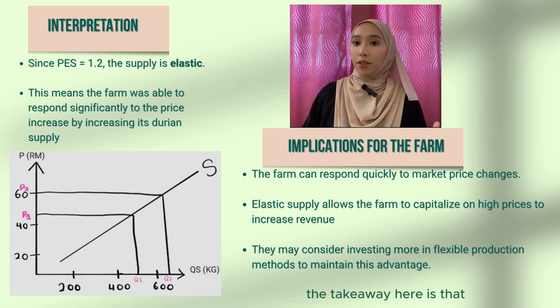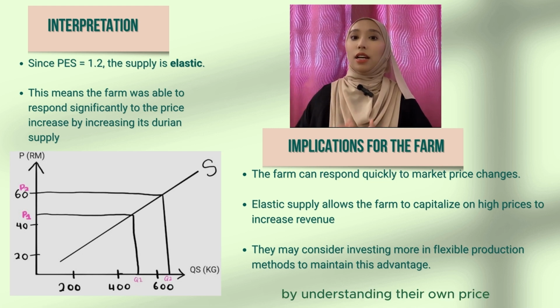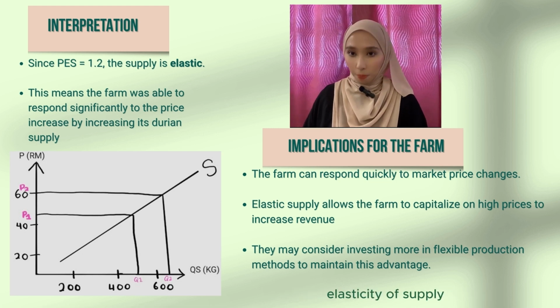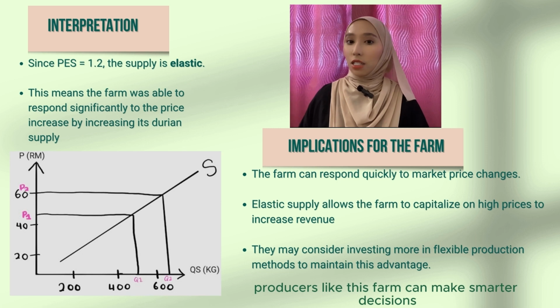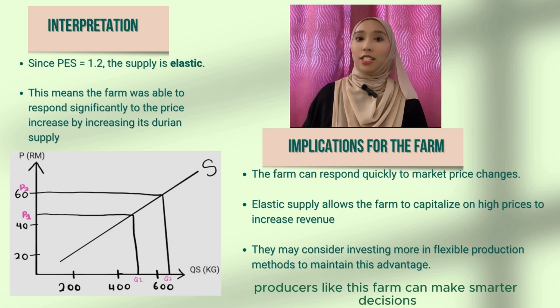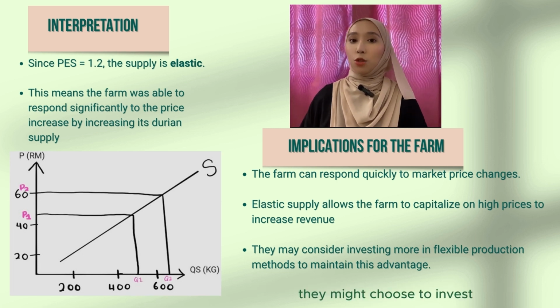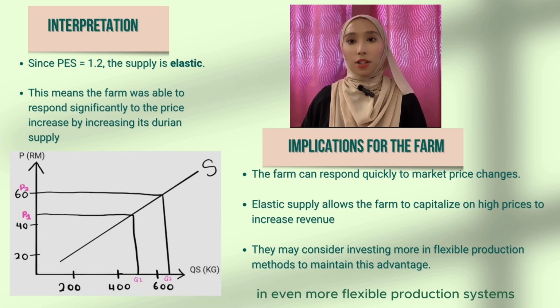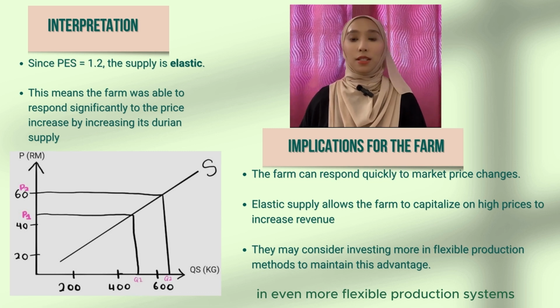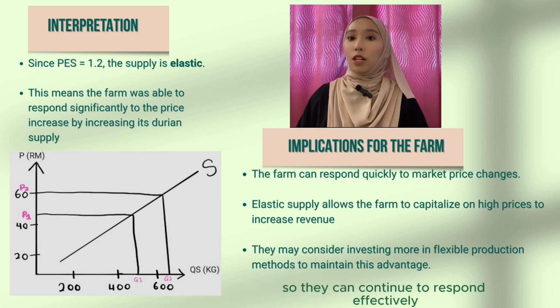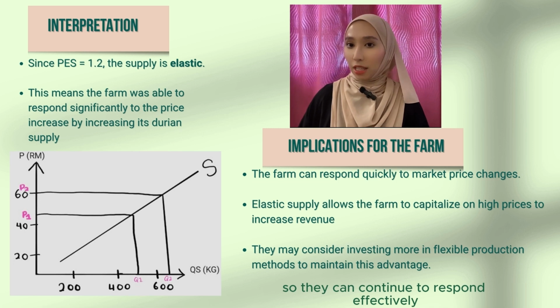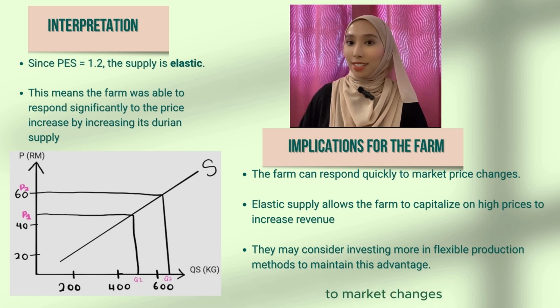The takeaway here is that by understanding their own price elasticity of supply, producers like this farm can make smarter decisions. They might choose to invest in even more flexible production systems so they can continue to respond effectively to market changes.